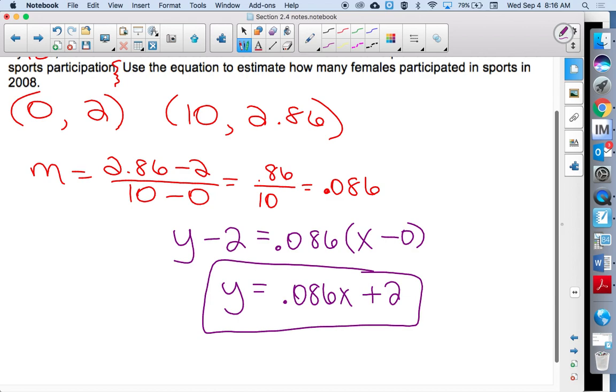So your equation, your slope is 0.086x, and then plus 2. Nick, question? Did you just use slope intercept form? You could use slope intercept form as well because yes, you're given the y-intercept, so that would give you the same value.